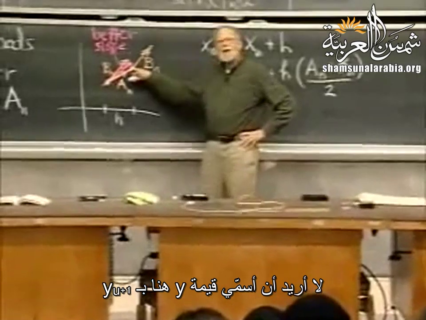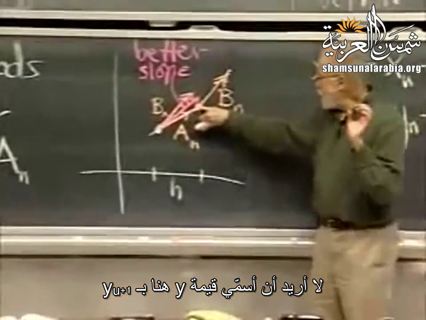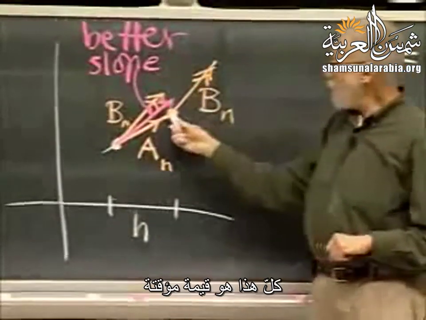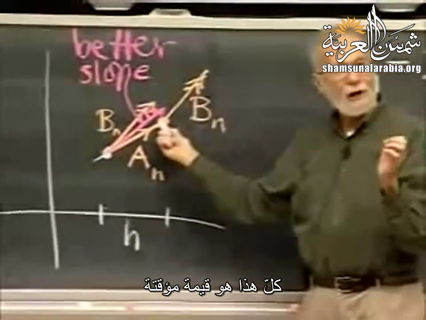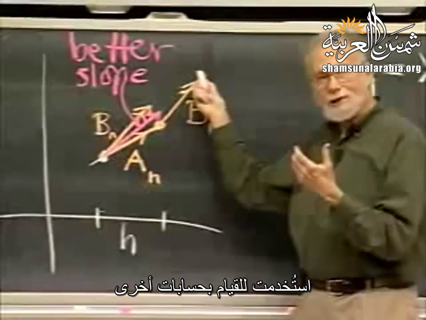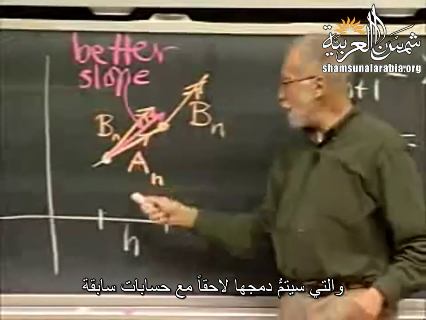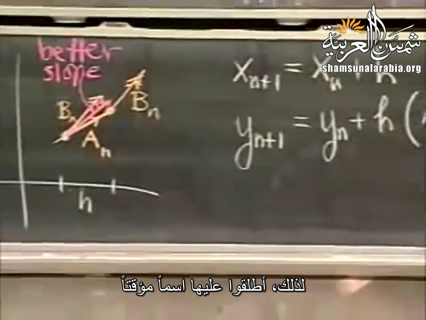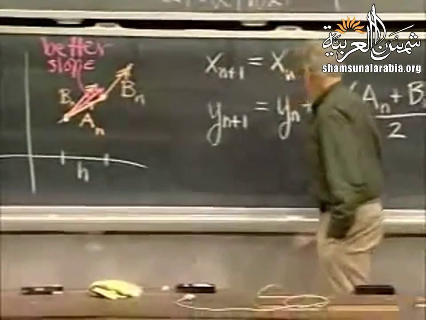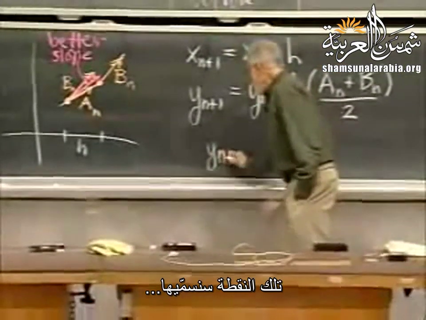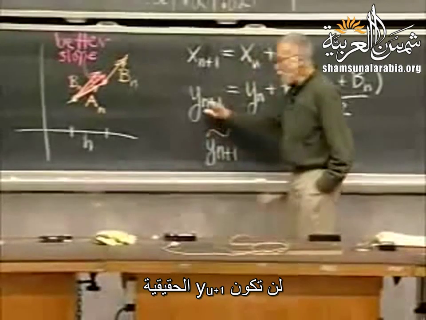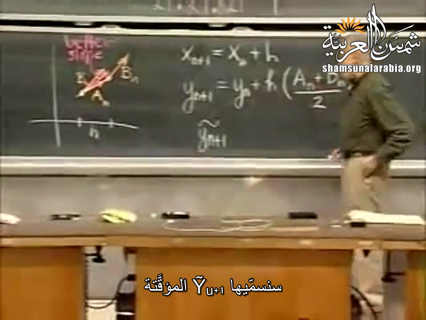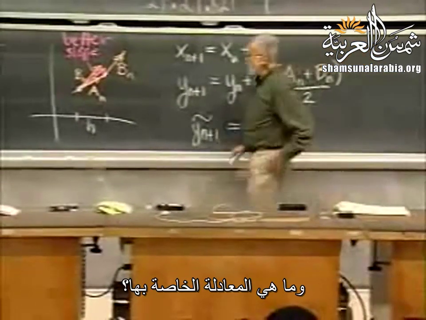I don't want to call this y value yn plus 1, because it's this up here that's going to be the yn plus 1. All this is a temporary value used to make another calculation, which will then be combined with the previous calculations to get the right value. Therefore, give it a temporary name. It's not going to be the real yn plus 1. We'll call it yn plus 1 twiddle, yn plus 1 temporary. And what's the formula for it?